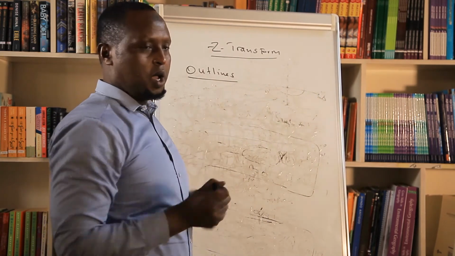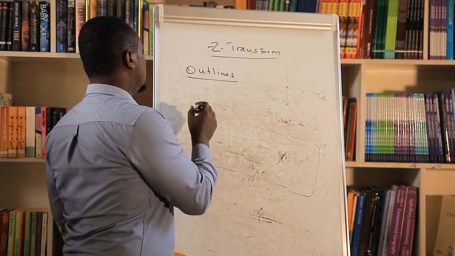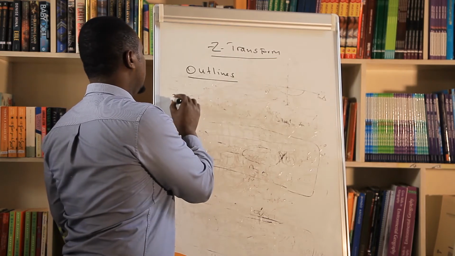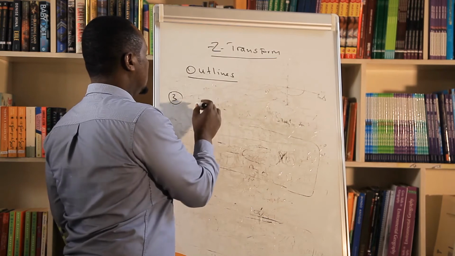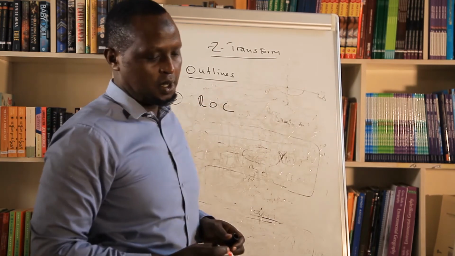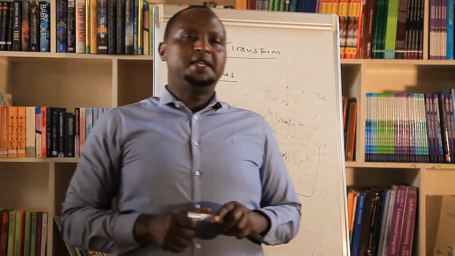So here we are going to discuss the region of convergence. I think it's going to be number 3 of the outline. Remember, we are talking about regions of convergence. Okay, what is the region of convergence?